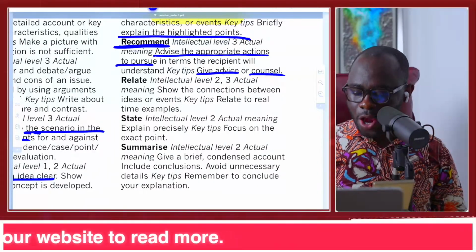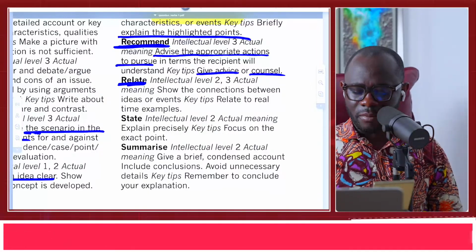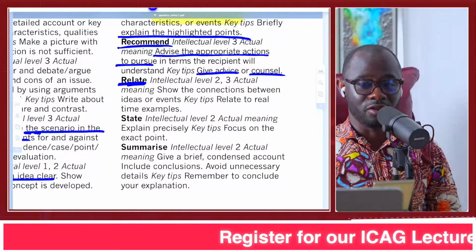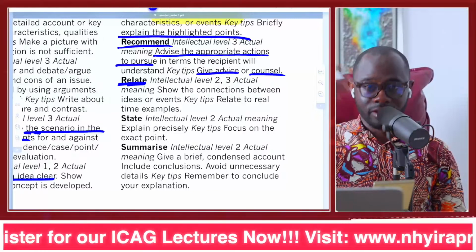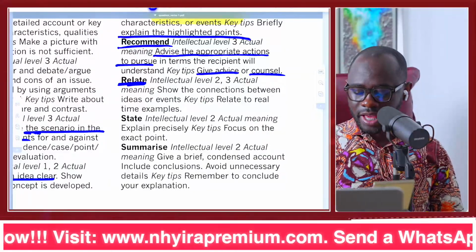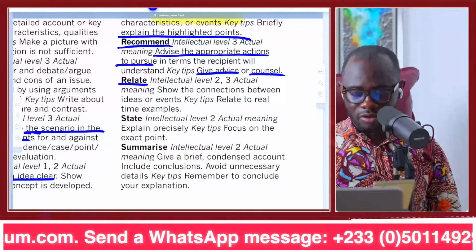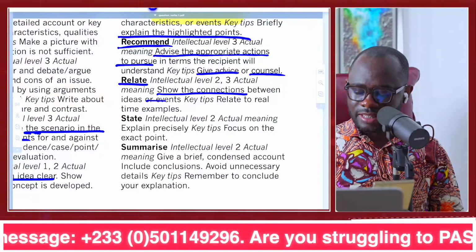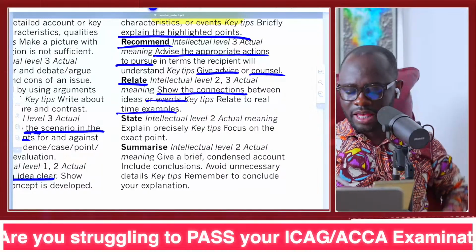Next is relate. Usually the verb recommend, you're going to be seeing it more in level 3, because in level 3 your brain has developed better, and so the chief examiners will want to get the best out of you from there. The next one is relate. Relate is level 2 and level 3 stuff. It means show the connections between ideas, events. The key tip here is to relate real-time examples.